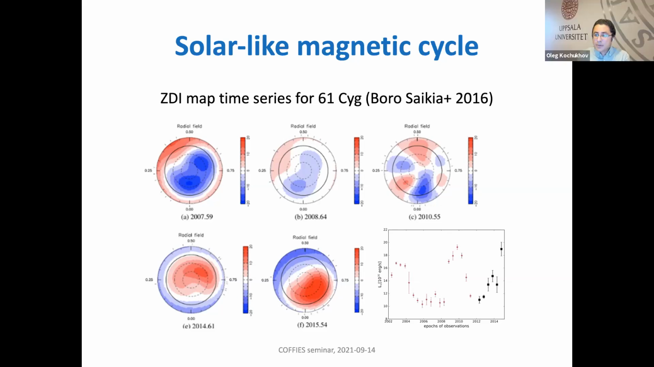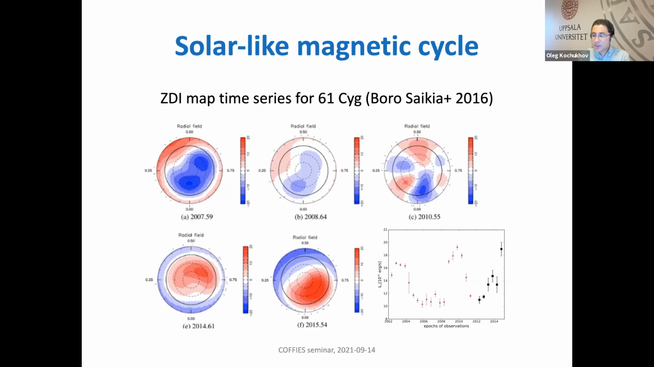Yes, there are studies of solar type stars. Well, this is one example that I'm showing here. There is maybe a few dozen, or at least a dozen, of solar type stars for which this kind of maps have been reconstructed.